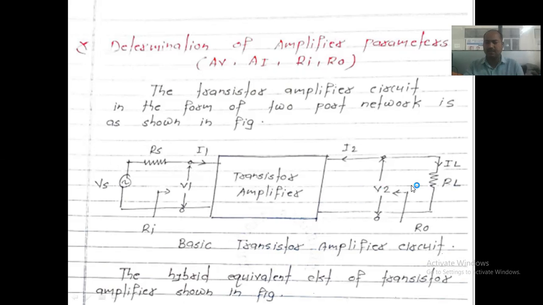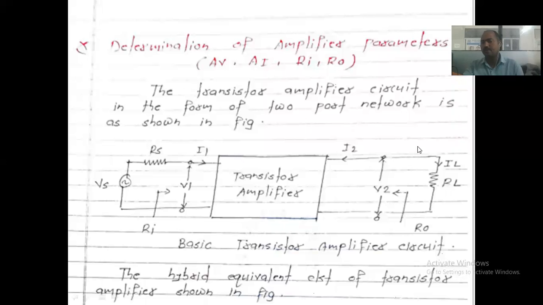In this configuration, we know that the current entering towards the node should be positive. So here IL and I2 are the same, but IL is entering towards the RL. That's why the value of IL is positive. So IL equals minus I2, because that current is going outward. So IL equals minus I2. That should be seen here.